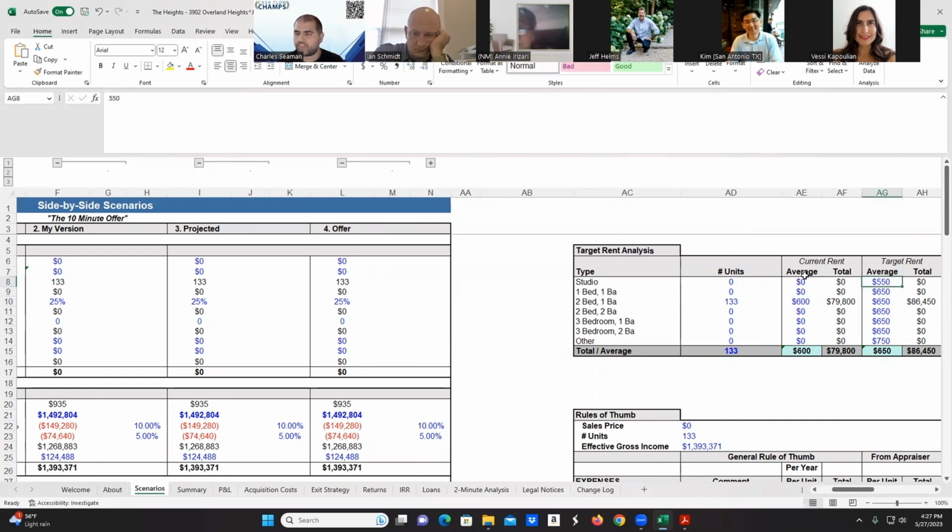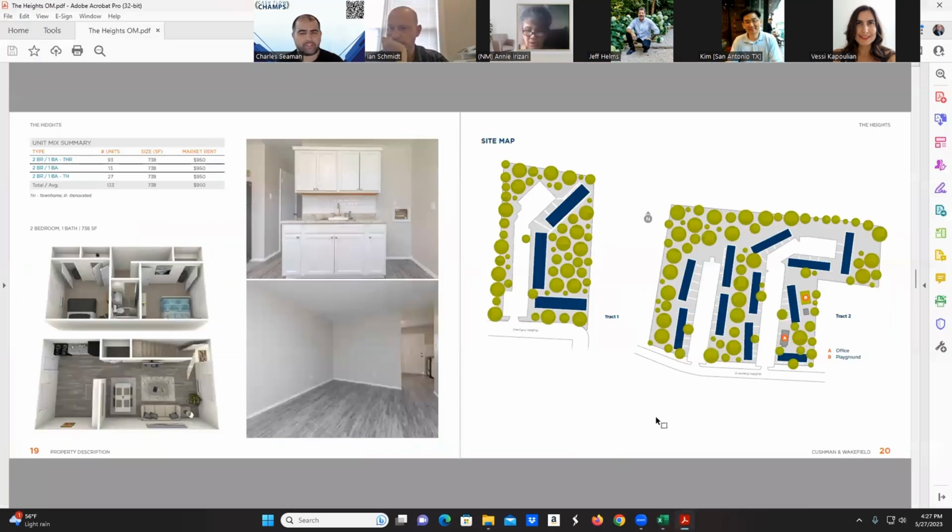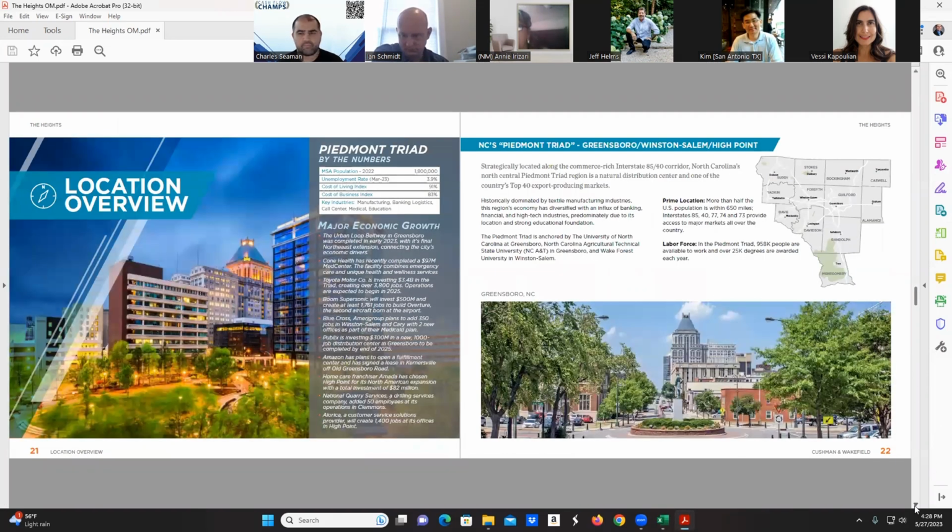So keep in mind, guys, this target rent analysis doesn't necessarily do anything for you in the underwriting, but it's good to have at a glance. So you can get a quick snapshot of where the property is with the starting and ending rents, and also with the unit mix by filling that in. And then we have a site map showing us the layout of the property. Looks like there's a fair amount of greenery throughout the property, so that's something that's definitely very desirable for a lot of people. And you can see the layout of the 13 buildings they have.